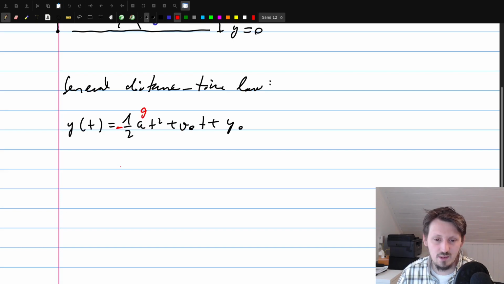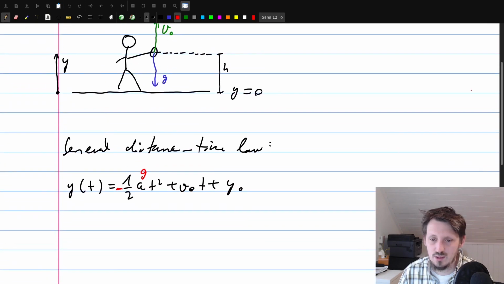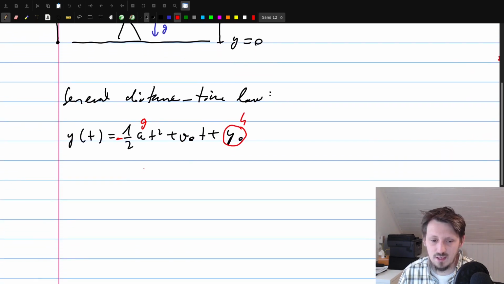We know that the acceleration is the g factor, so we can replace this with g. And we know that v0 is given, and y of 0 we also know. If we take a look here in our sketch, this was given as the height h, so we can replace this with h. And then one time we can write our equation down again with the new parameter. So we can write here y of t is equal to minus 1/2 g t square plus v0 t plus h. And this is now our equation from which we start our calculation.